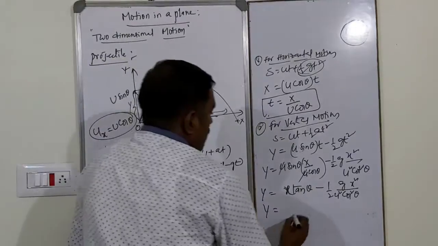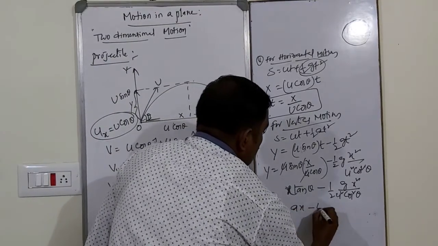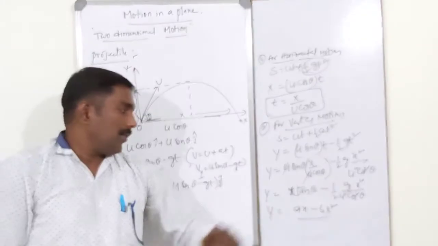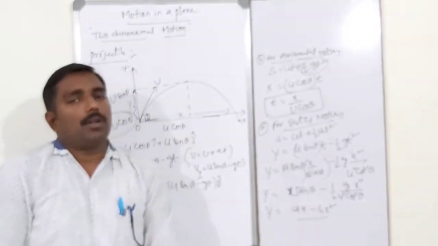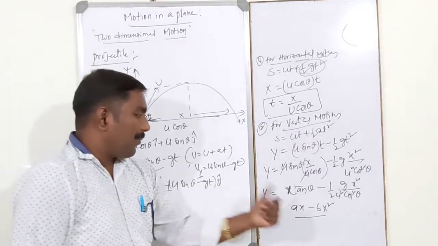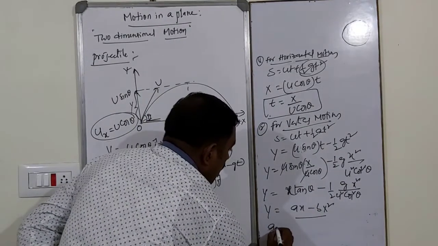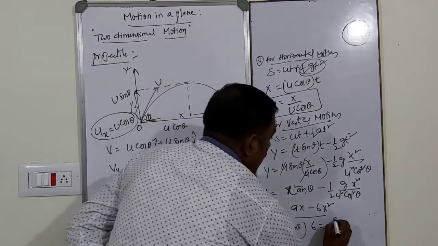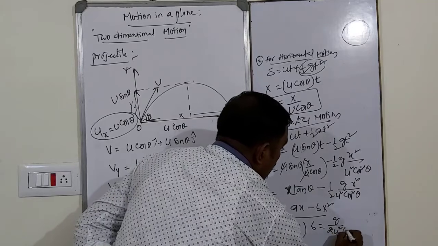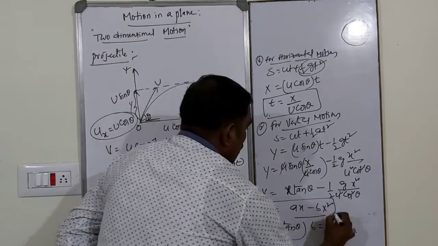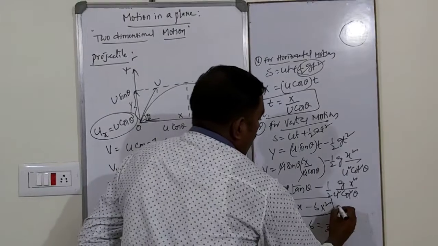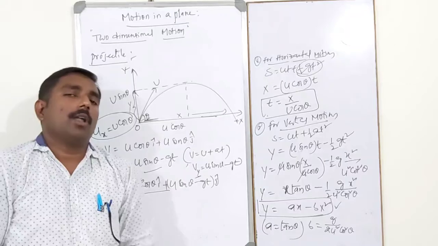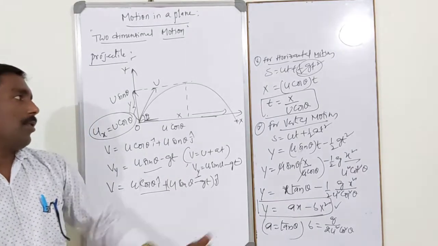Simply that is y is equal to ax minus bx square. So this is the parabolic equation. a, b are constants in this case. So what is the value of a? a is equal to tan theta and b is equal to g by 2 u square cos square theta. So the equation y is equal to ax minus bx square is nothing but a parabolic equation. So the path of a projectile is a parabola. Okay students?